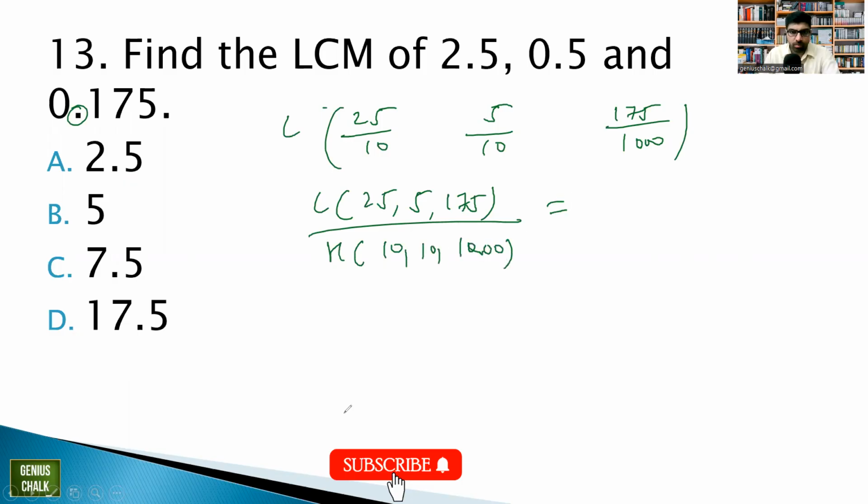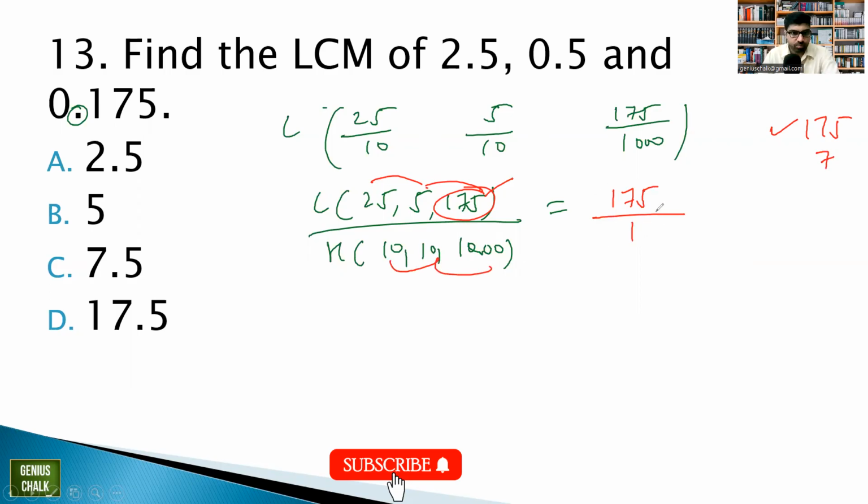Now, what is the LCM? You see, all these numbers are multiples of 5. So 5 is there, 25 is also here. So 175 ones are 175. 5 cancels this, yes. 25 also cancels it 7 times, yes. So what is my LCM? 175.